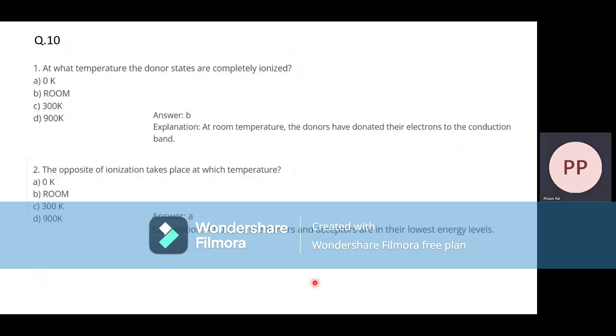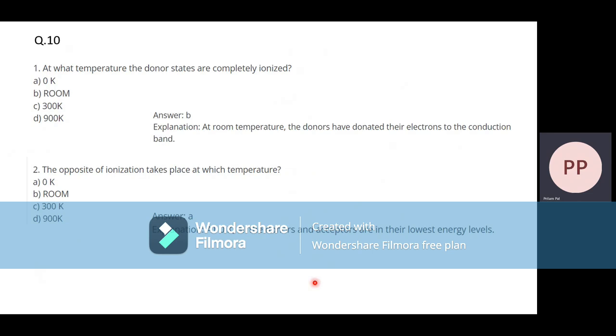So now, at what temperature are the donor states completely ionized? At room temperature. The explanation is that at room temperature, the donors have already donated their electrons to the conduction band, right? So the right answer is option B.